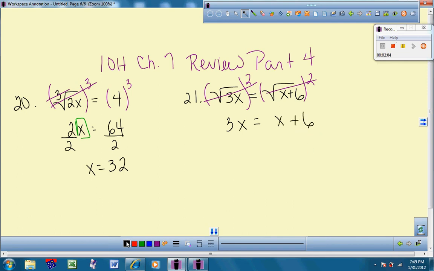We're going to go ahead and combine some like terms. I'm going to subtract out x to keep my variable positive. That will give us 2x is equal to 6. We need to solve for x. So the way we're going to isolate that is to divide each side by 2. 6 divided by 2 is 3. Therefore, x is equal to 3.